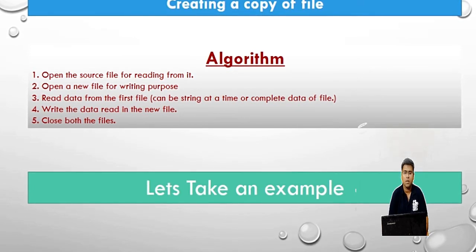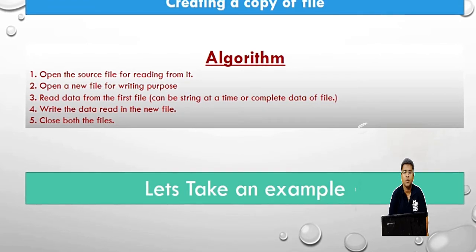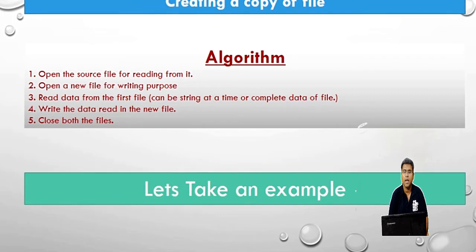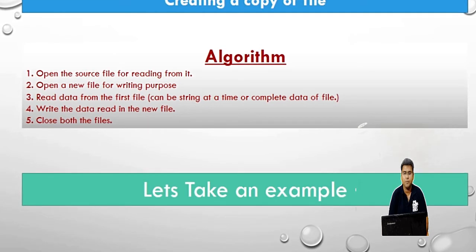First, number one, I have to open the source file for reading data. I have to open the first file. Then next, step number 2 will be to open a new file for writing purposes. I have to open another file to which I want to copy the data. Then I need to read the data from the first file.